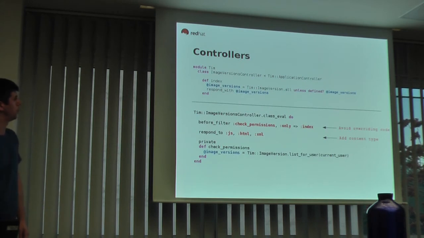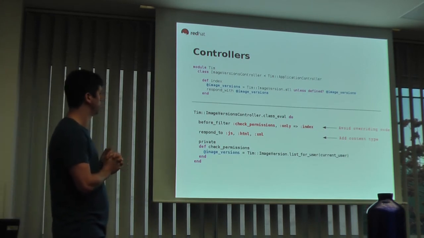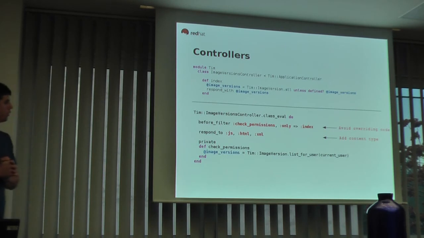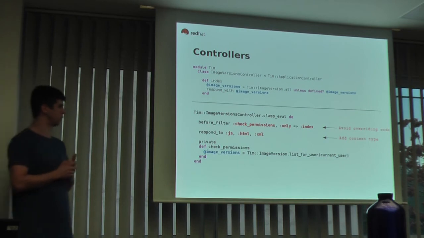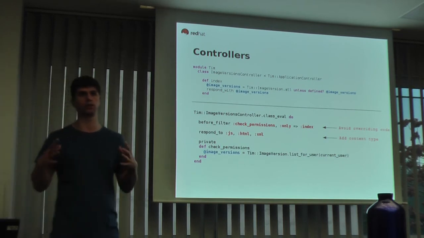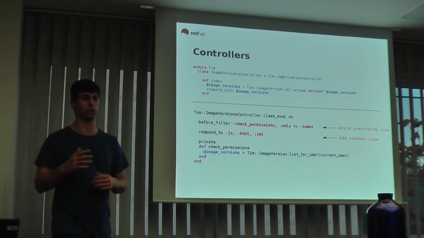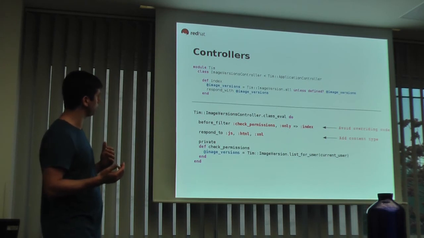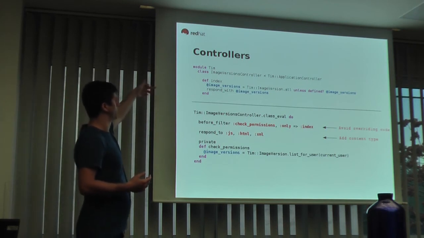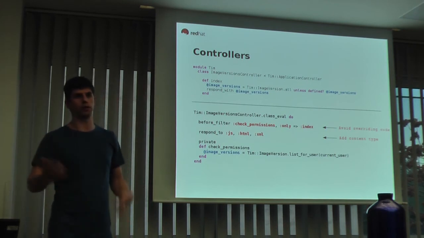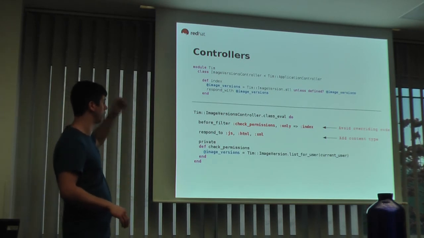Controllers. What we recommended with controllers when we were integrating with Yarn was to use before filters as much as you can, because we essentially don't want to override TIM's functionality, and you would be doing that if you wrote the methods inside the controllers. So we wanted to figure out a way to, for example, find all the image versions that a user has particular permissions on, but we didn't want to override TIM's methods to do that. So again, before filters was where we did that.